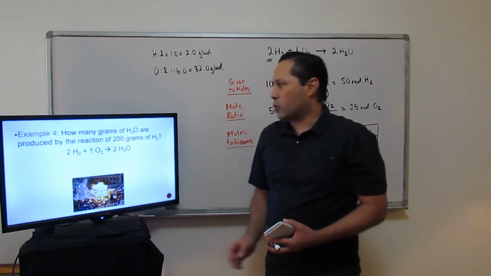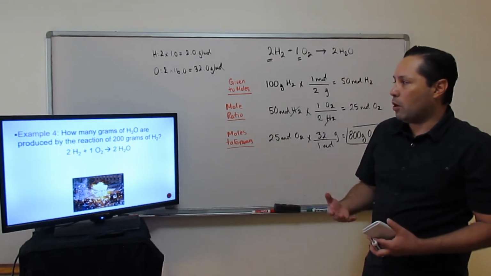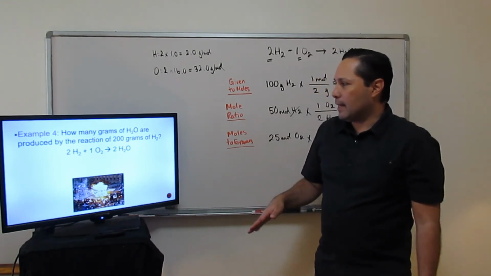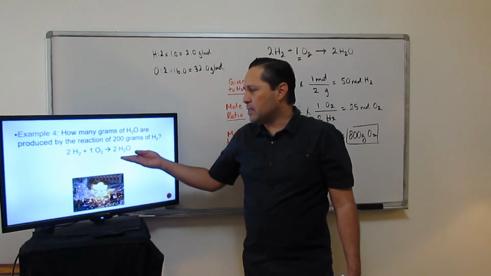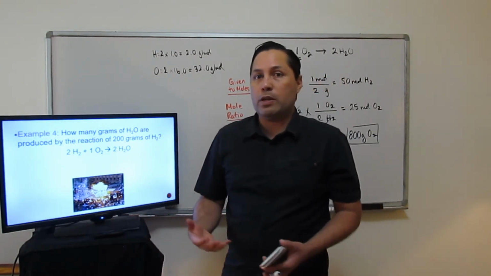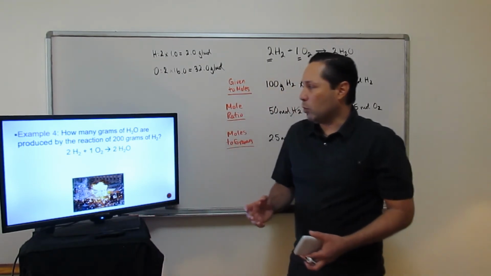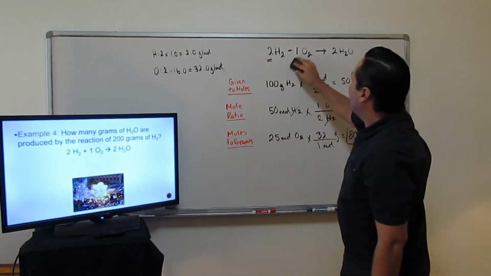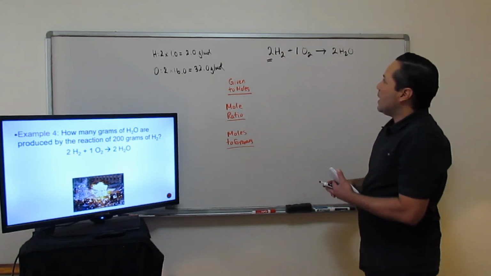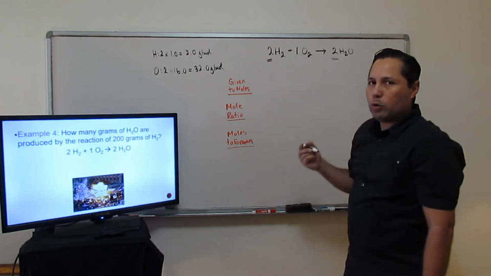In number 4, they ask you, how many grams of water are produced by the reaction of 200 grams of hydrogen gas? It's a very similar problem again, and we have hydrogen reacting, but this time they're asking for the product. Previously they asked for the reactant, how much oxygen we need to react. In this case, they're asking for how much water will be produced. Now I'm going to erase the previous problem, and now we're looking at this one. They're giving us hydrogen and they want to know how much water will be produced.